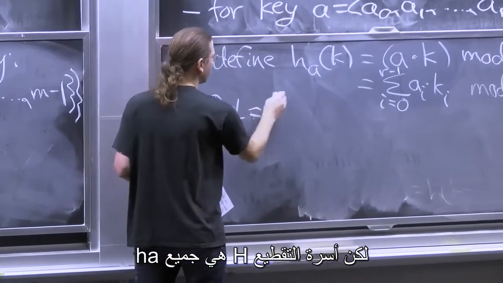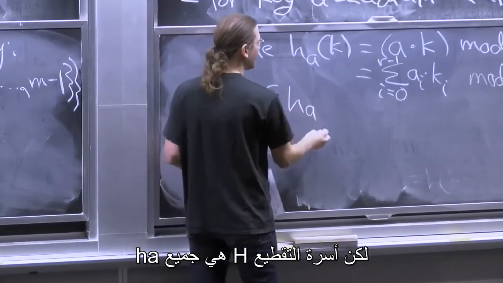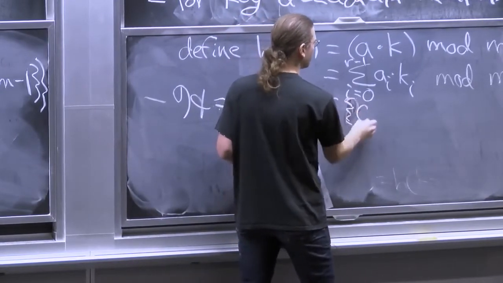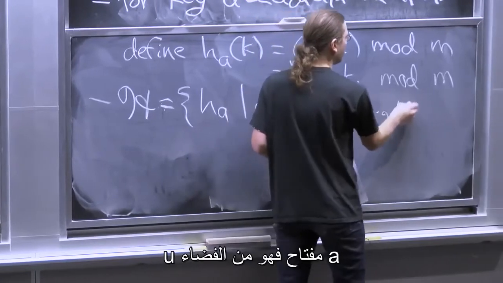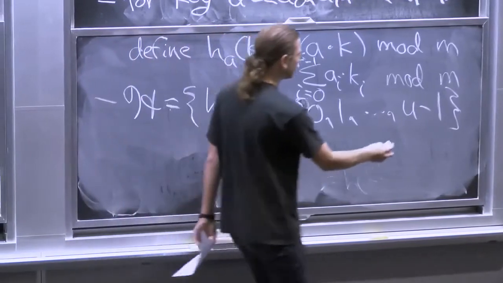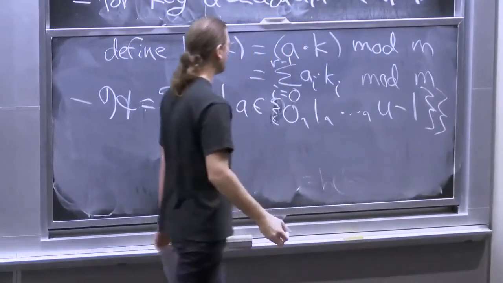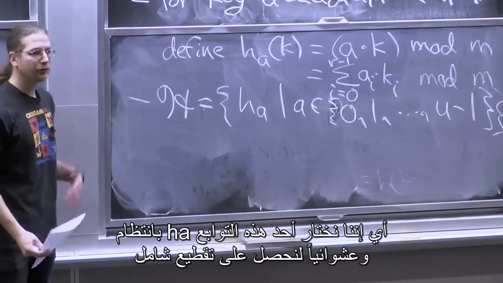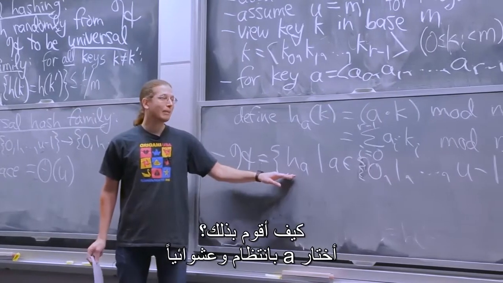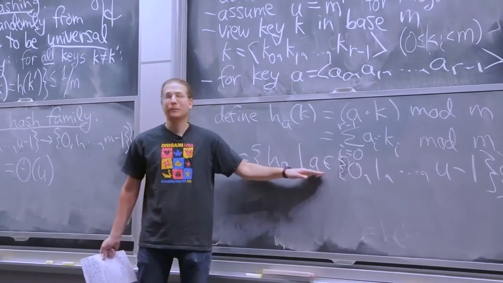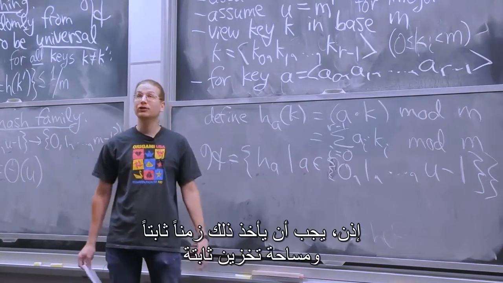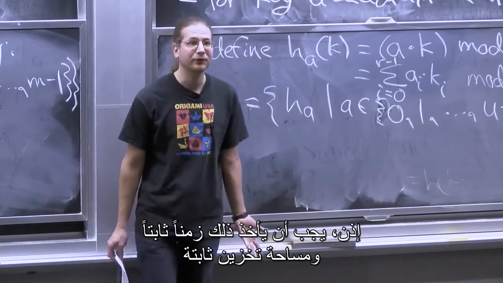But the hash family H is just all of these h_a for all possible choices of a. a was a key, so it comes from the universe U. And so what that means is, to do universal hashing, I want to choose one of these h_a uniformly at random. How do I do that? I just choose a uniformly at random. Pretty easy. It's one random value, one random key. So that should take constant time and constant space. Store one number.